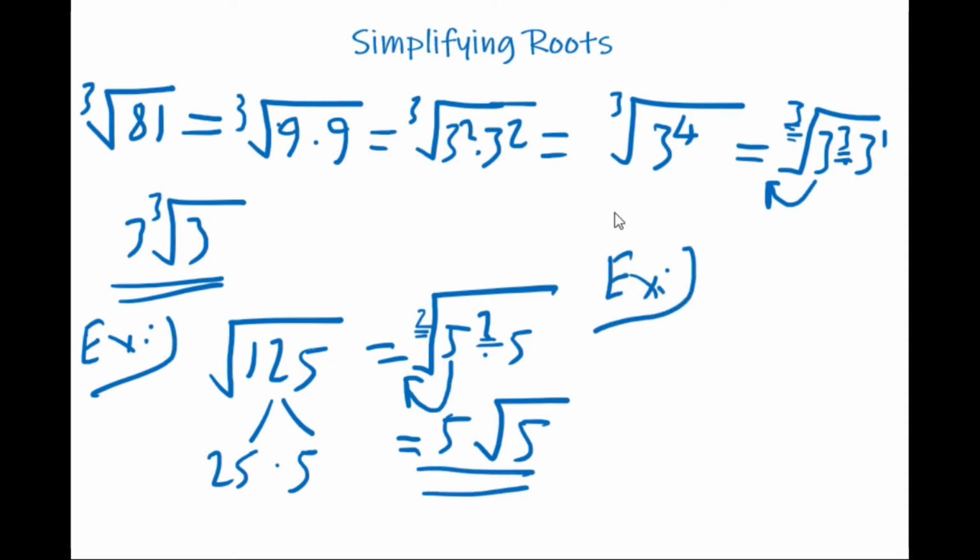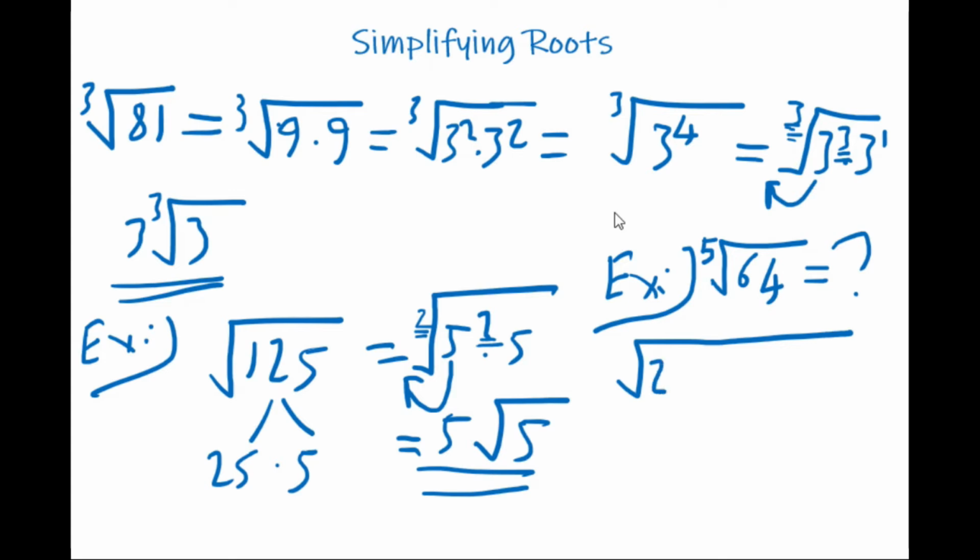And another example, let's say we have the fifth root of 64. So what is the simplest form of this expression? Well, we all know that 64 is what? How many twos are there? 6 times, right? 1, 2, 3, 4, 5, 6. If you multiply 6 twos, then we're going to have 64, and the root degree is 5.